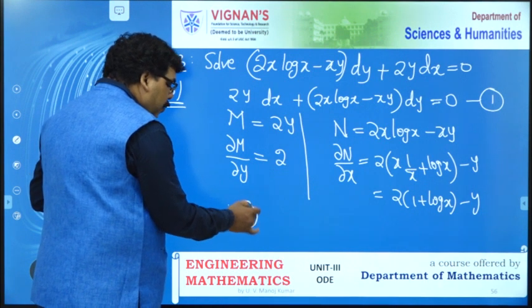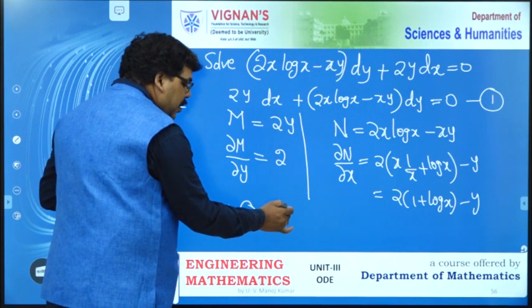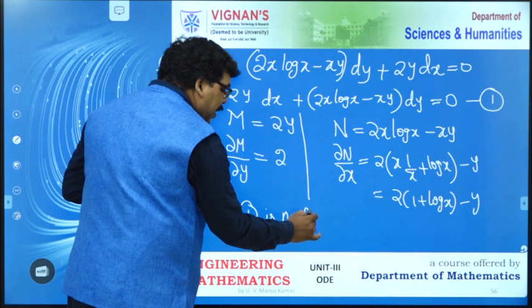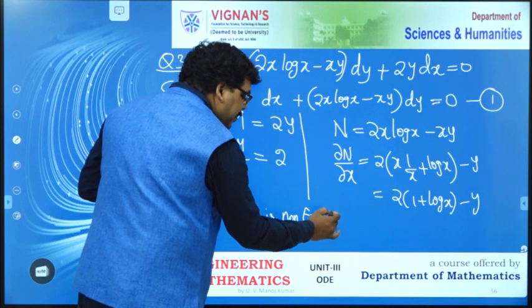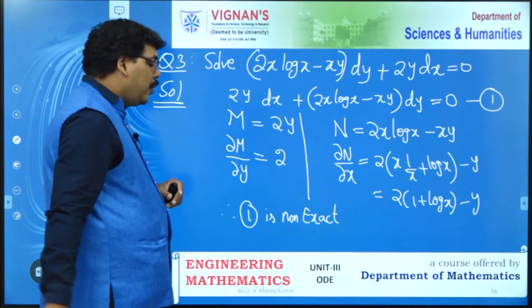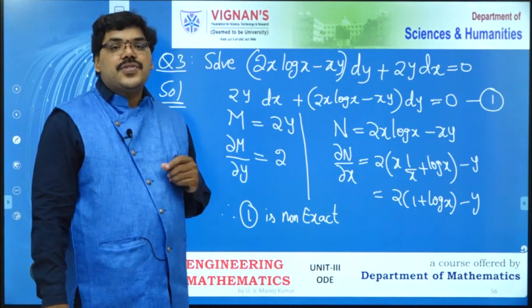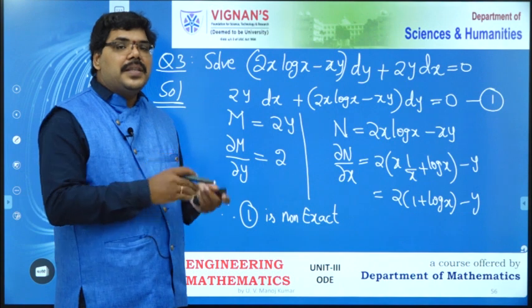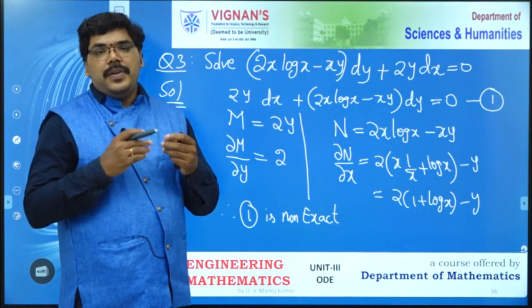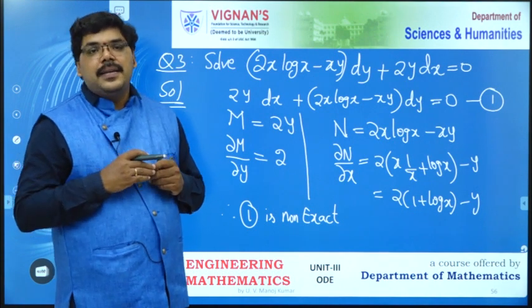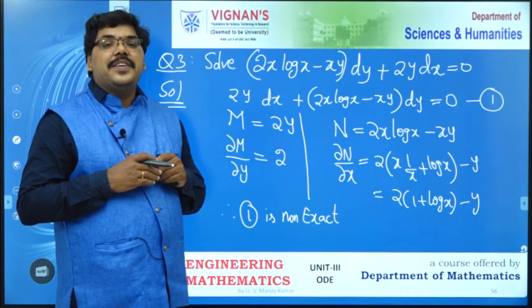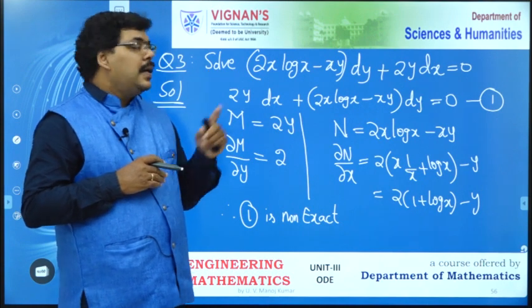Therefore, equation 1 is non-exact. Okay. Given differential equation is non-exact. So we convert this into exact. We will find the integrating factor. What is the suitable integrating factor for this?